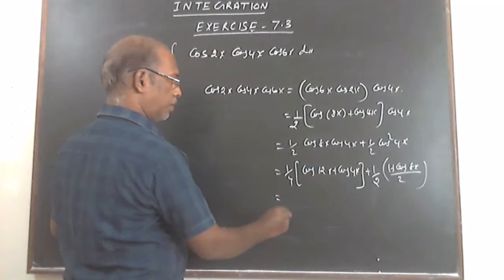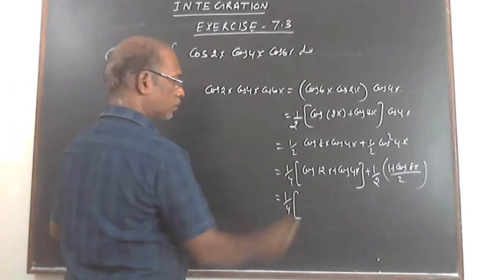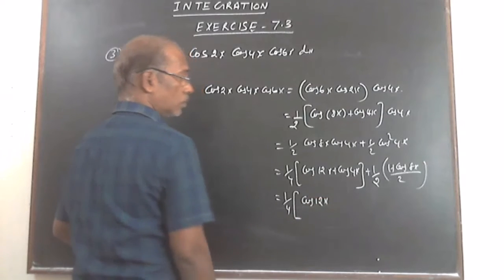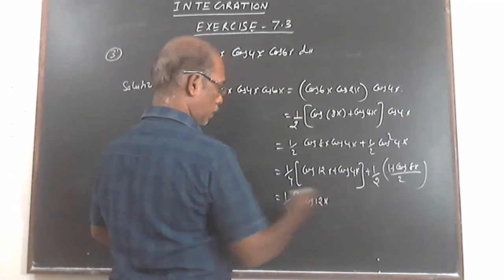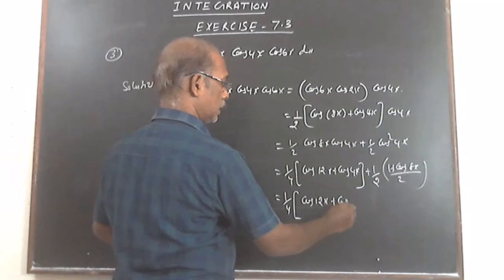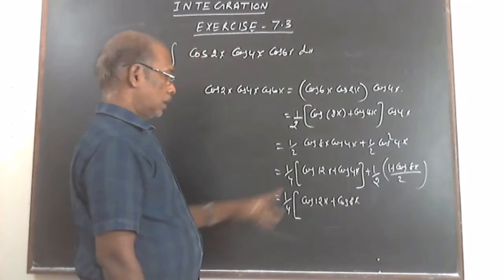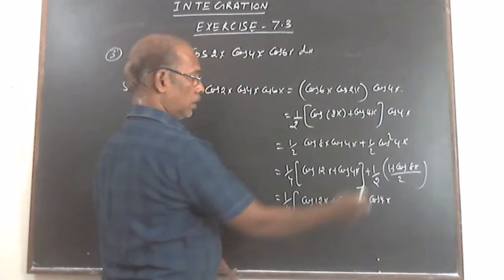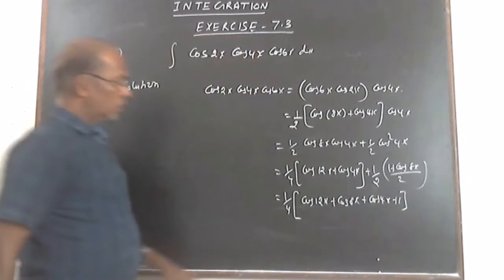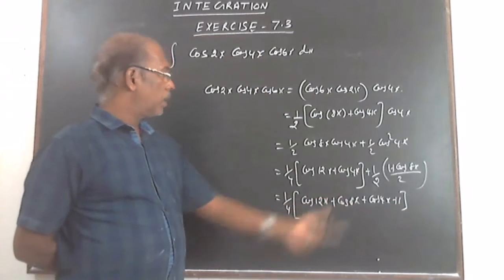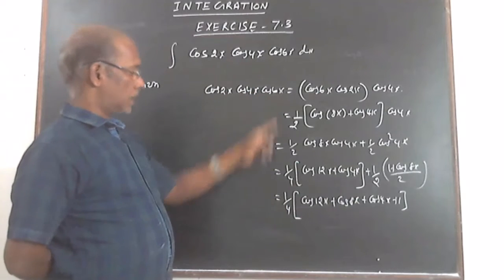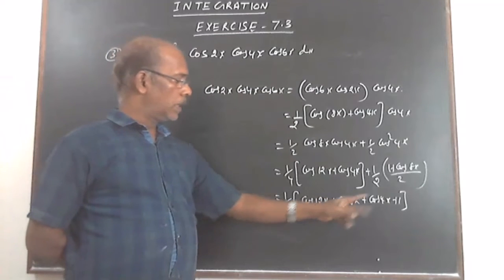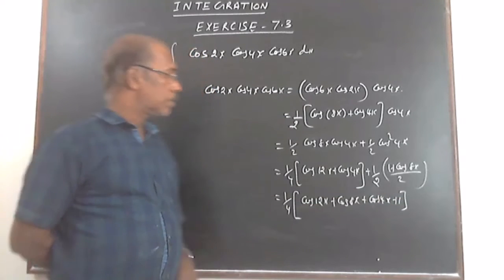So 1 by 4 we can take common: cos 12x, then 1 by 2 into 1 by 2, 1 by 4 is taken out, cos 8x, and cos 4x, then plus 1. So this is the expanded form of cos 2x cos 4x cos 6x. The single term with the 3 factors is converted into 4 individual terms.